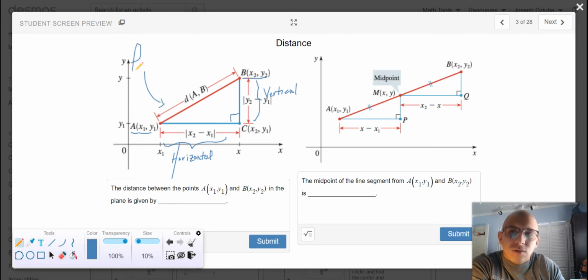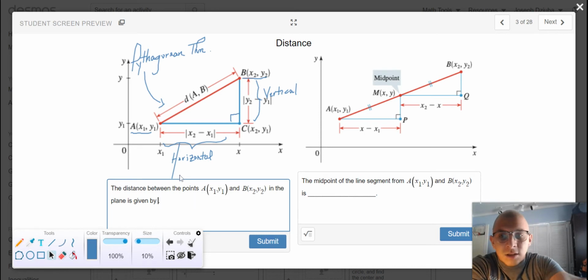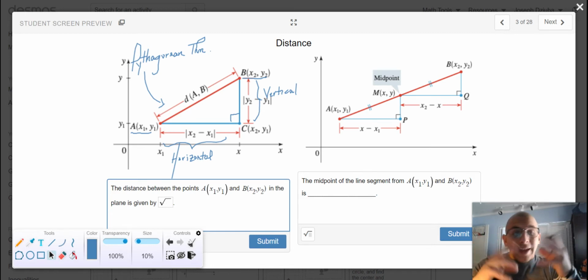So we're going to use the foundation of the Pythagorean theorem to help us out here. So the distance is given by a square root, because the Pythagorean theorem says to square the two legs, add them together, and that's going to be equal to the hypotenuse squared, right? But in this case, the hypotenuse, we just want its length. We don't want its length squared. So we're going to take the square root of the squares of the legs being summed together.